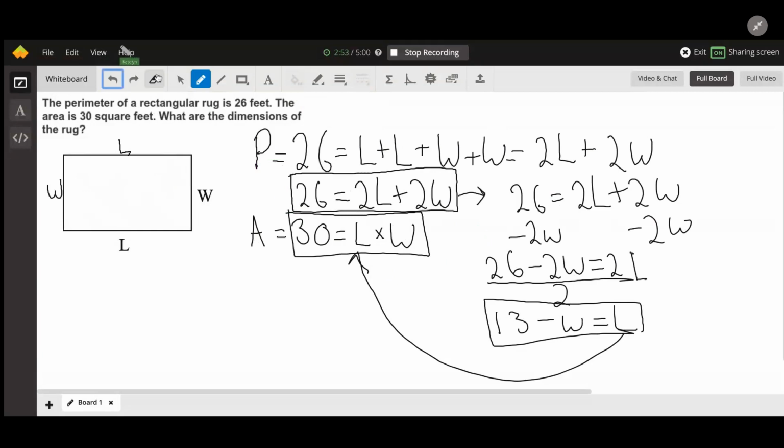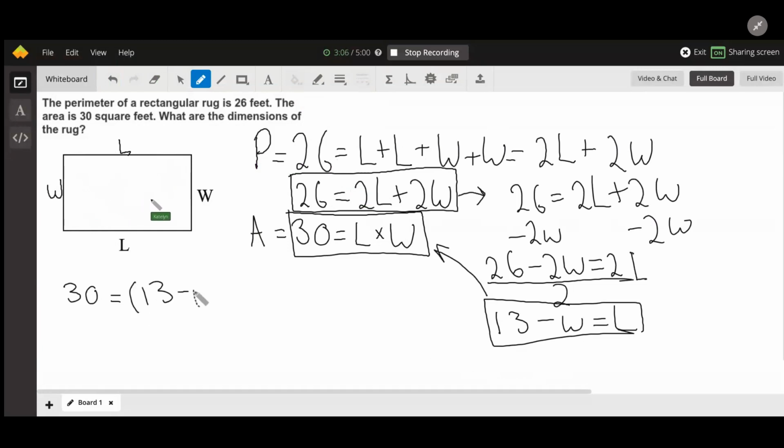So plugging it in, I'll go over here. 30 equals 13 minus W times W. Okay, and now we have to distribute. So 13W minus W squared equals 30.